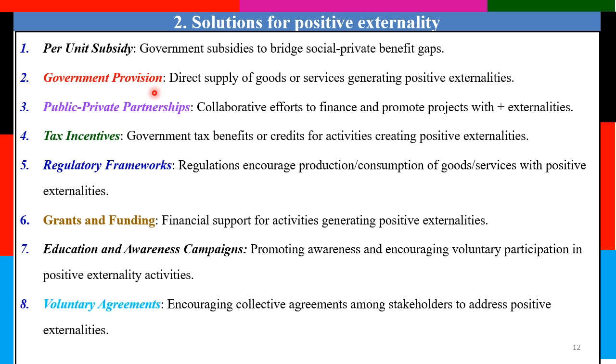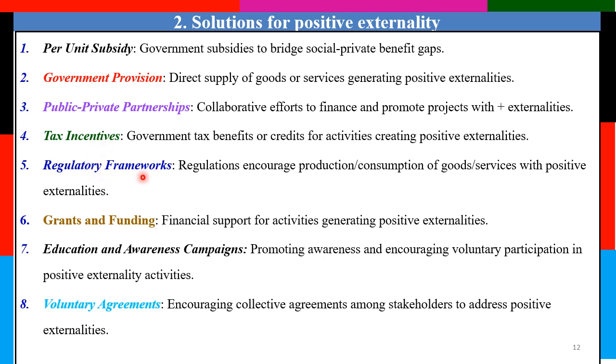Government provision means direct supply of goods or services generating positive externality. The product that generates the positive externality must be provided or supplied by the government. Public-private partnership means collaborative efforts to finance and promote the project with positive externality. A collaboration or joint effort is needed in order to sustain the positive externality. Tax incentive: government tax benefit or credit for the activity creating the positive externality. The government encourages the groups that produce the positive externality by means of tax incentives or by reducing the amount of tax.